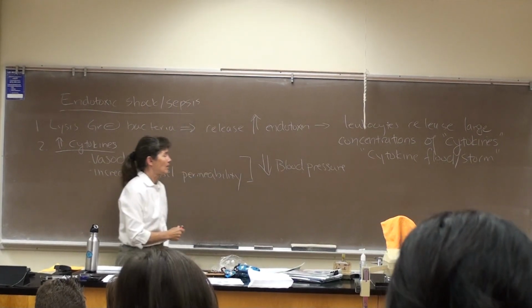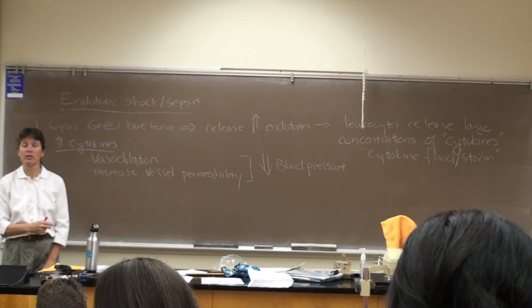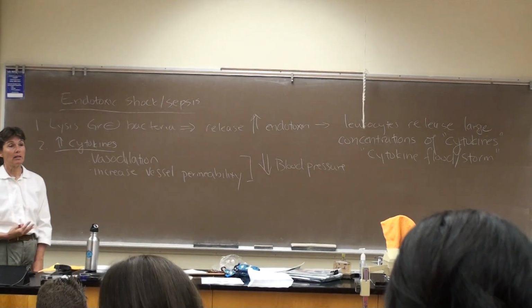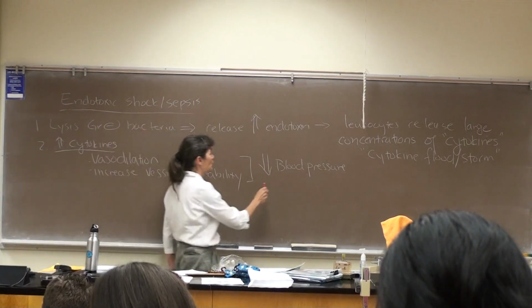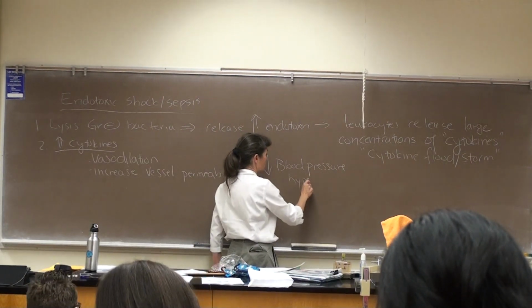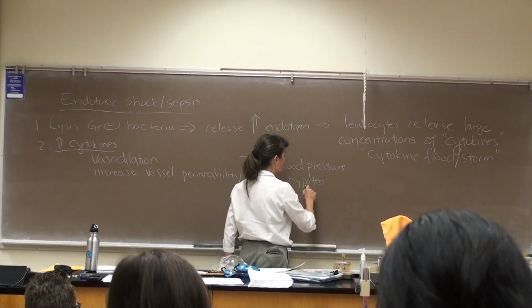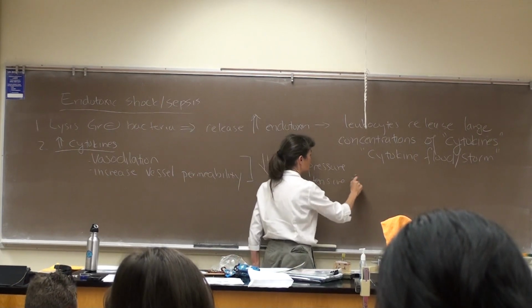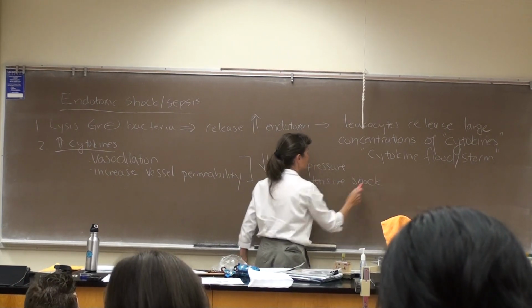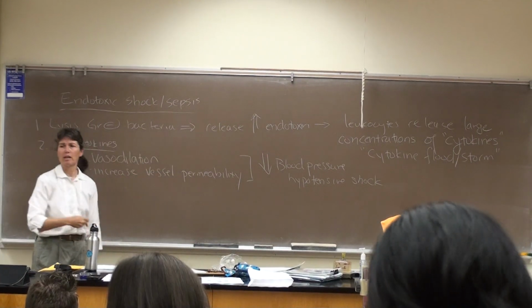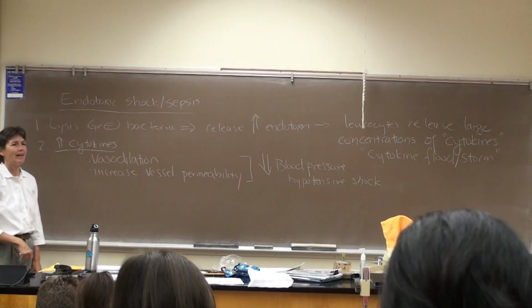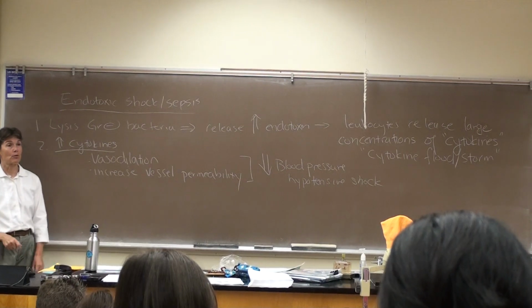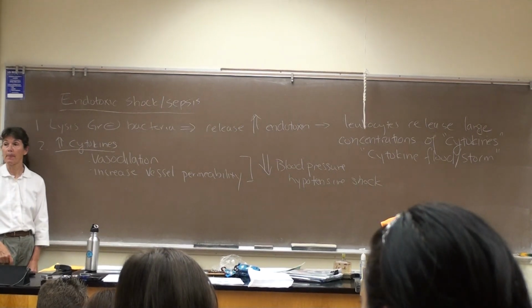And as a consequence of this drop in blood pressure, we won't get as much blood delivered to our vital organs. Right? So this will often throw people into hypotensive shock, as part of the shock component. So for example, kidneys start shutting down, your brain starts shutting down. We need blood flow for these organs to function properly.